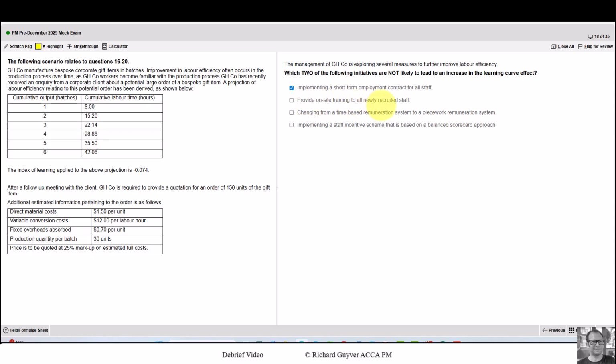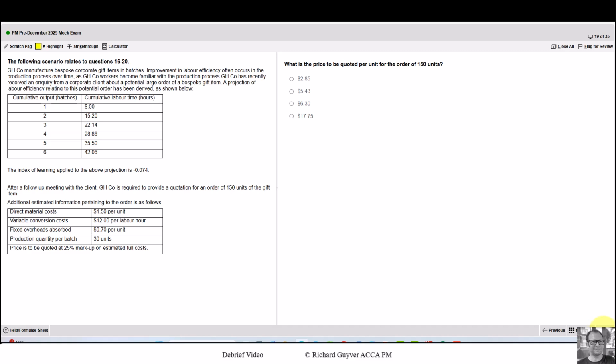Providing on-site training to all newly recruited staff, training is one of the ways to improve the learning curve effect. Changing from a time-based remuneration to a piecework remuneration, that is likely to help because they're motivated to produce products, so that will help the learning curve, so it must be this one. Implementing a staff incentive scheme that's based on the balanced scorecard approach. So learning curve effect is about how quickly they can produce products, whereas the balanced scorecard looks at a wider range in performance, and therefore might actually distract from that focus on producing products.